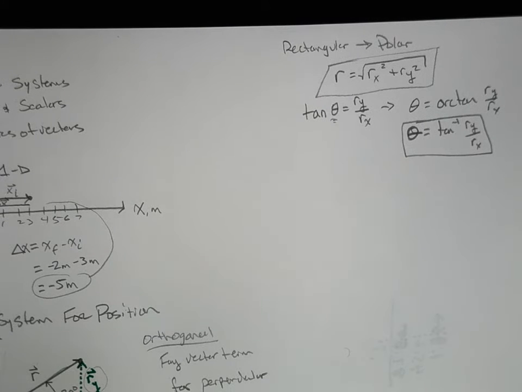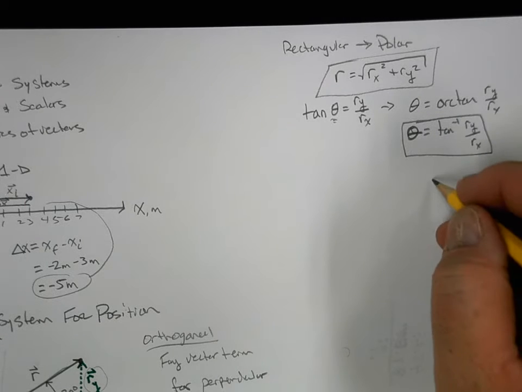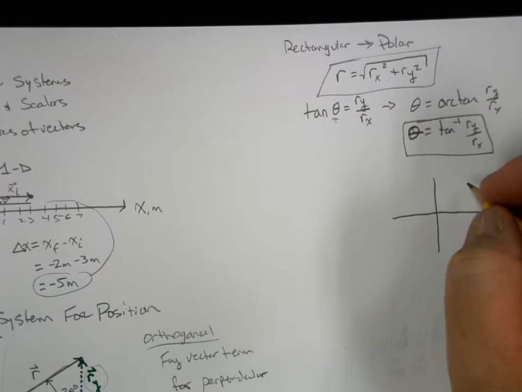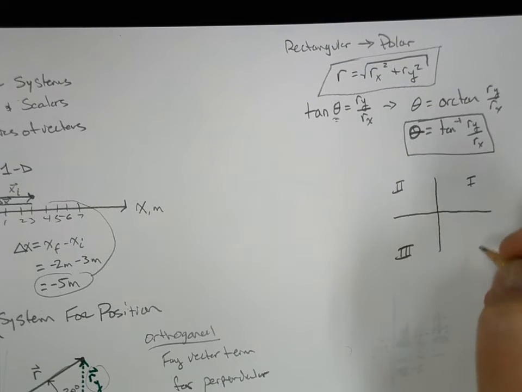Okay, but calculators are stupid. We can't just throw a number into our tangent, because we get... here's our axes again with quadrants 1, 2, 3, and 4.